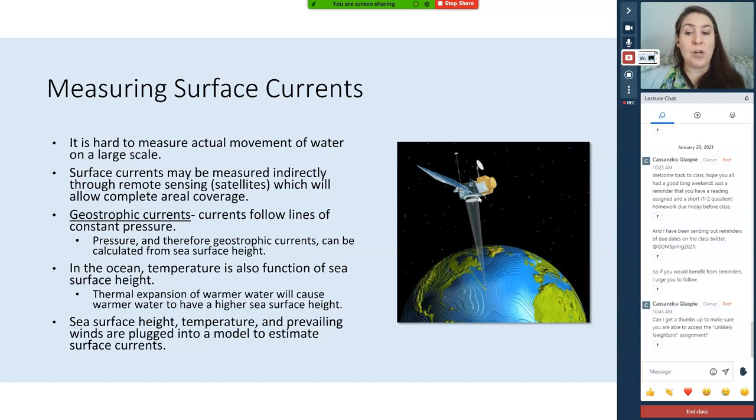In the ocean, temperature is also a function of sea surface height, because thermal expansion of warmer water will cause that water to have higher surface height. So we can understand temperature from satellites as well. And if we get things like sea surface height and the temperature of the water, and then also plug in some knowledge about the prevailing winds, and we put all of that into a model, we actually have really, really good models that are able to estimate surface currents, which direction they're moving in, how fast they're moving. And so from that information, with a little bit of additional modeling expertise, we're able to really track what surface currents are doing at any given time.